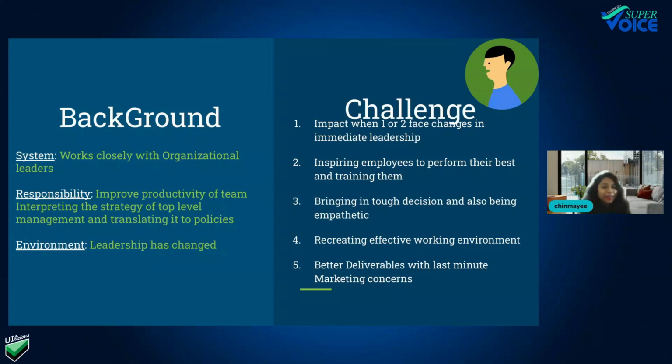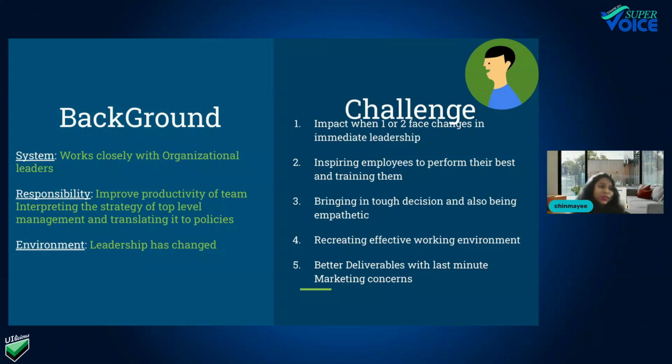So this is Sam. Sam is in mid-senior level management. Sam is taking care of a distributed team under his umbrella. Sam works in a system and works closely with the organizational leaders. His responsibility is to improve the productivity of the team, interpreting the strategy of the top-level management and translating it into policies.